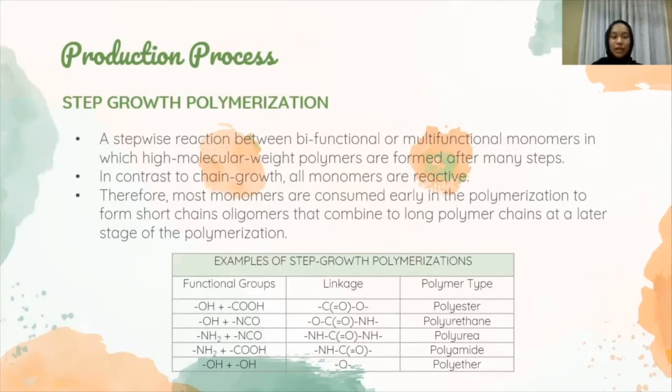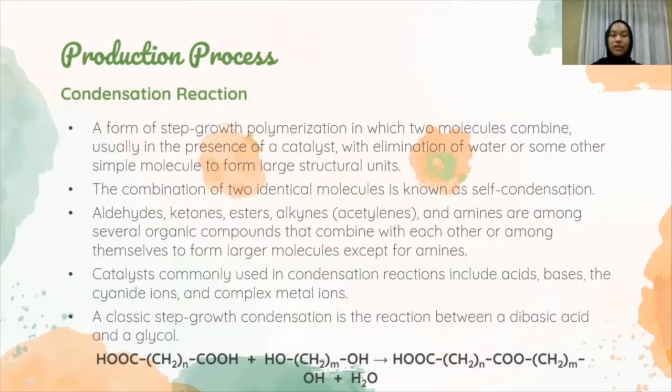In contrast to chain growth, all monomers are reactive. Therefore, most monomers are consumed early in the polymerization to form short chains, oligomers, that combine into long polymer chains in a later stage of polymerization. Condensation reaction is a form of step growth polymerization in which two molecules combine, usually in the presence of a catalyst, with elimination of water or some other simple molecule to form large structural units.